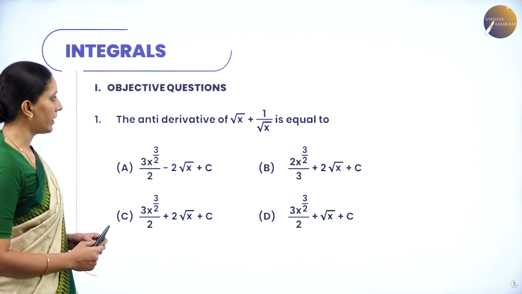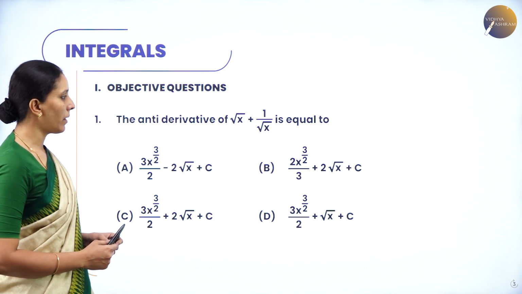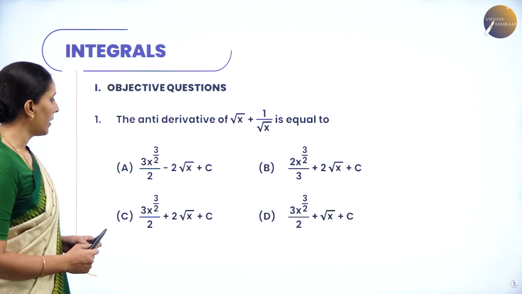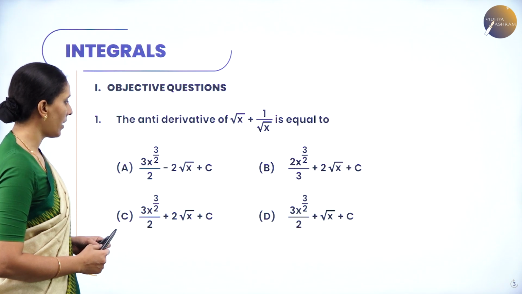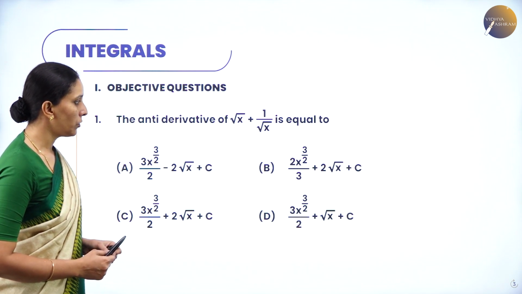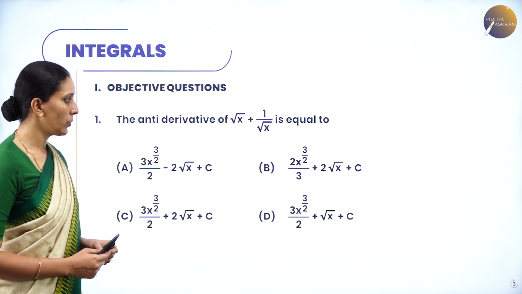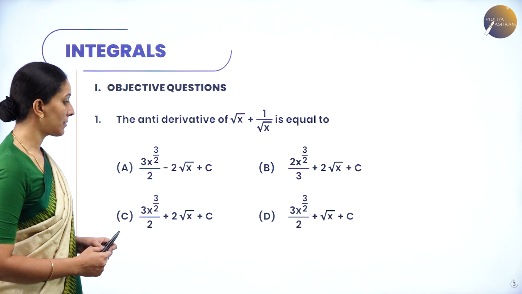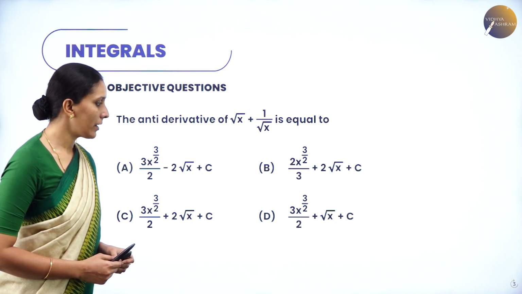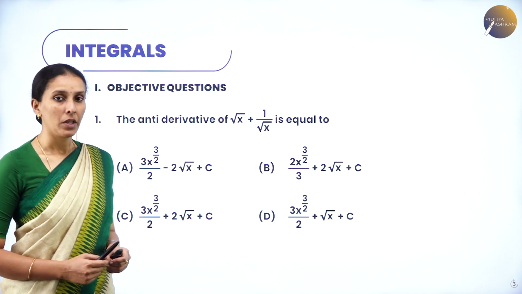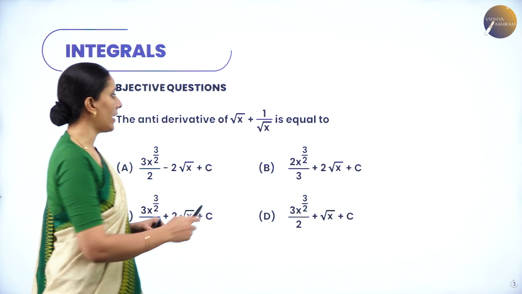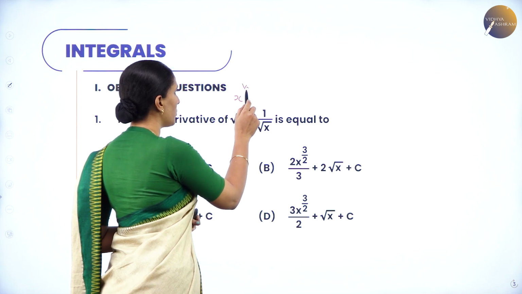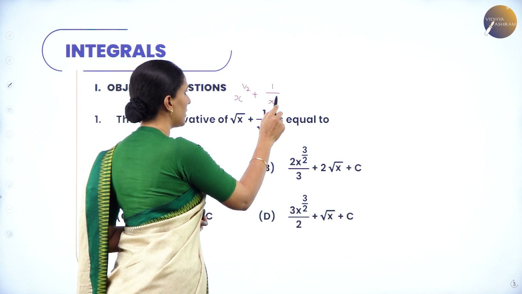The antiderivative of root x plus 1 by root x is equal to, so options are given as 3 by 2 x to the power 3 by 2 minus 2 root x plus c, 2 by 3 x to the power 3 by 2 plus 2 root x plus c, 3 by 2 x to the power 3 by 2 plus 2 root x plus c, 3 by 2 x to the power 3 by 2 plus root x plus c. So when we apply the integration, in the index form, x to the power 1 by 2 plus 1 by x to the power 1 by 2.